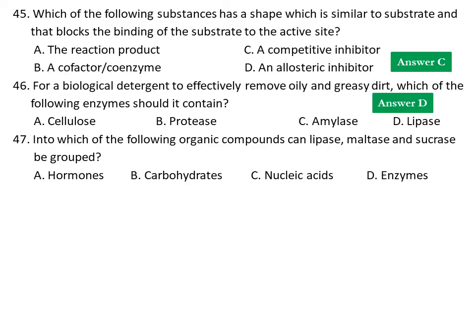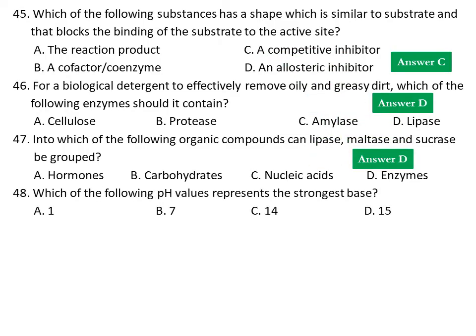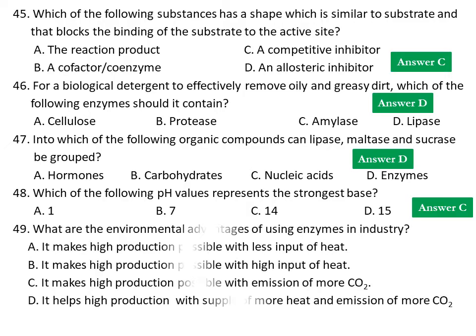Nucleic acid. D. Enzyme. So the answer should be D. Enzyme. Question number 48. Which of the following pH represents the strongest base? A. 1. B. 7. C. 14. D. 15. So the answer should be 14. Means that when the pH number increases from 8 to 14, the basicity is also increasing. And also when the pH decreases from 6 to 1, the acidity also increases.